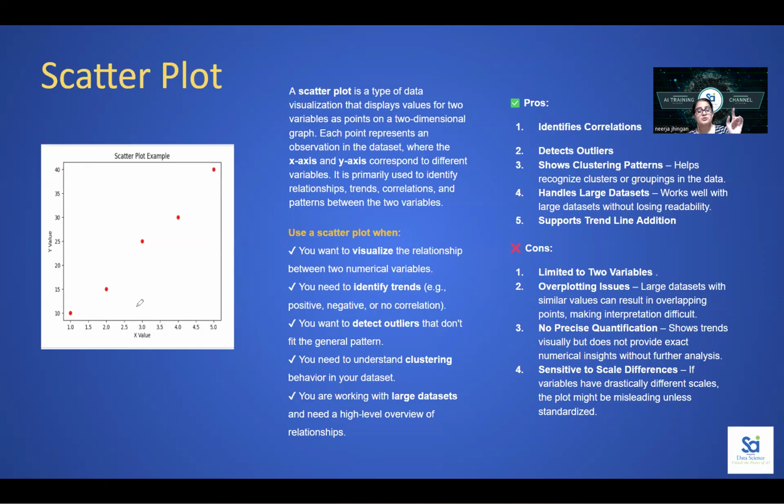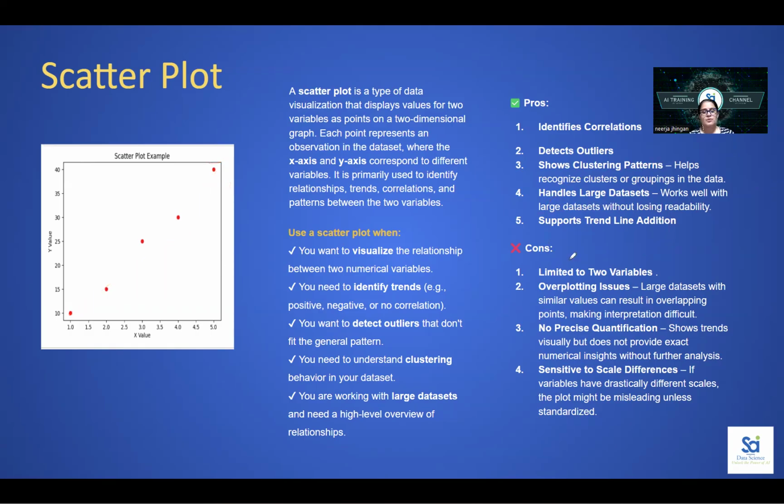We have seen in the distribution graph, the histogram, it also showed the outlier at the tail, at the bottom. So in the scatter plot, it will show you with the data points. Okay. This is good when you are working with large data sets because you can visualize your raw data points very clearly. It also supports trend line addition. So you can draw the trend line here. I will show you when we implement it using Python.